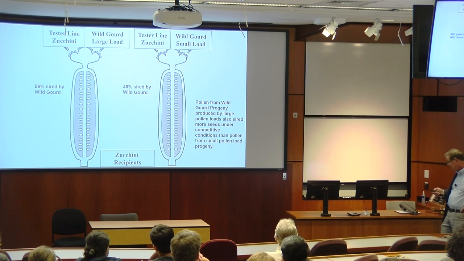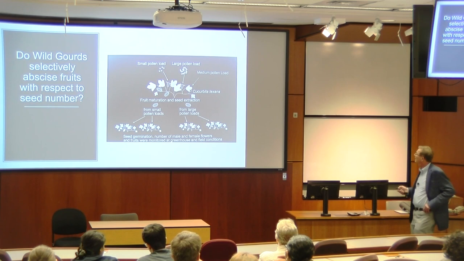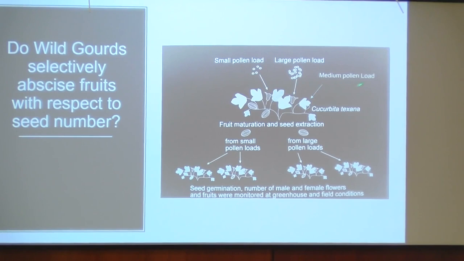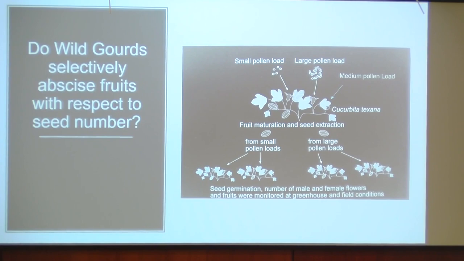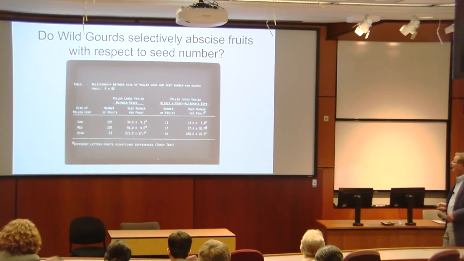Okay. So then finally, do wild gourds selectively excise fruits with respect to seed number? So what we did is we went out and we had some vines where we pollinated every flower with a small pollen load. Some vines where we pollinated every flower with a large pollen load. Some with only a medium pollen load. And then there was a fourth group where we alternated small, medium, large, small, medium, large. We did them in different orders on the plants. And here's what we got.